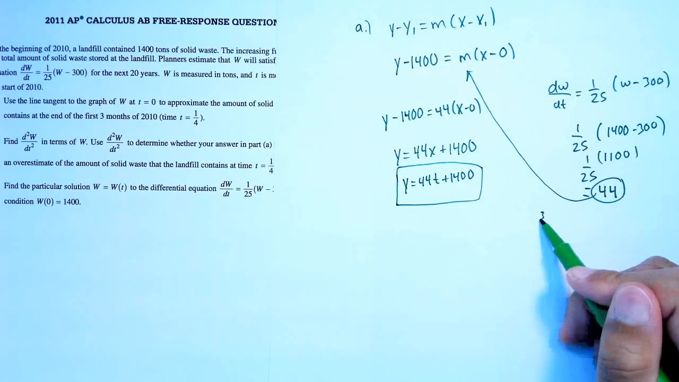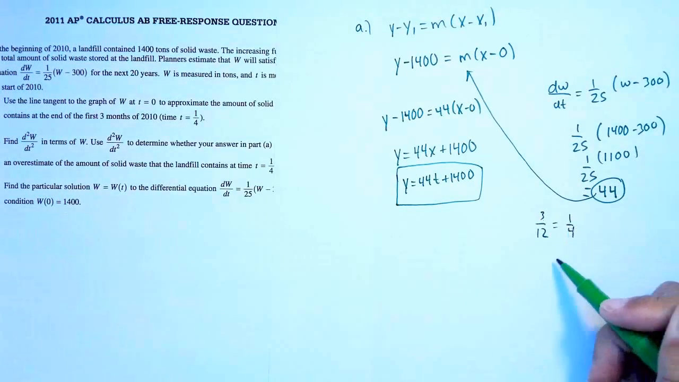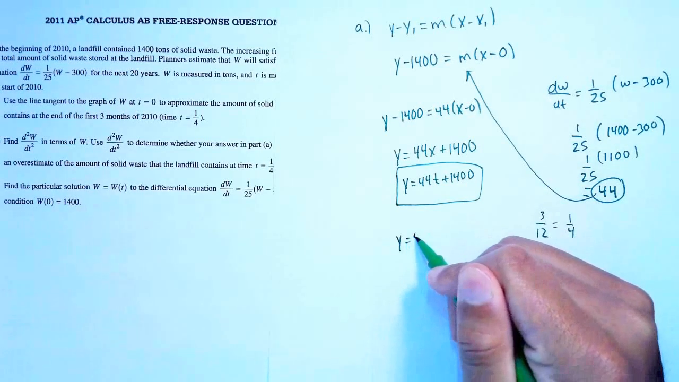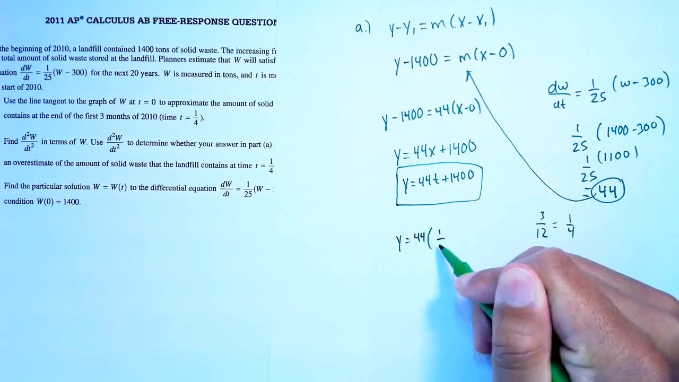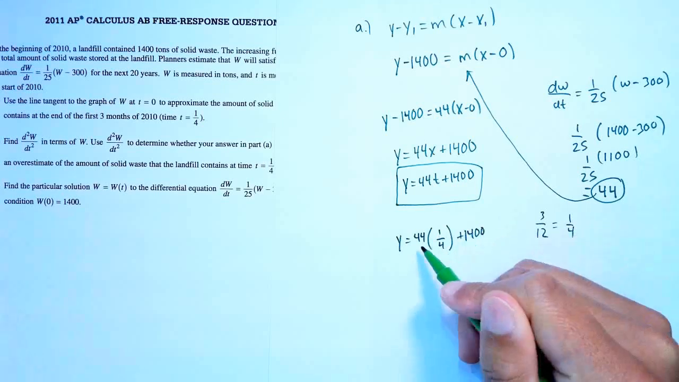So 3 out of 12 will simplify to give you 1 out of 4. So I'm going to take that 1 over 4 and plug it in. That means I'm going to get y is equal to 44 times 1 over 4 plus 1,400. And then simplify this. Remember, you don't have a calculator.